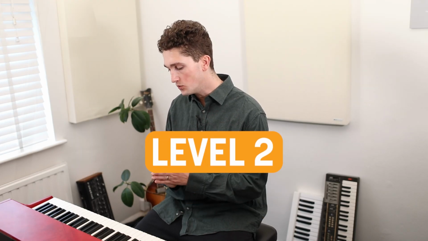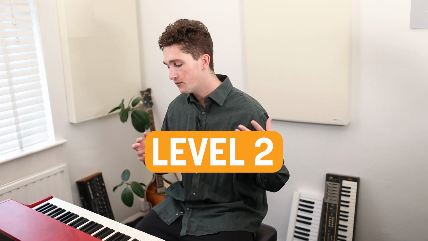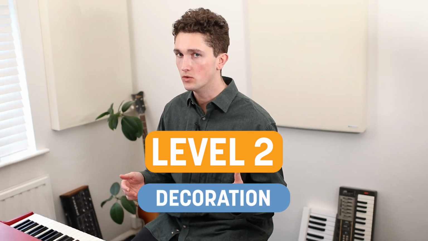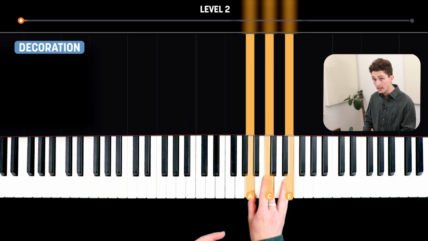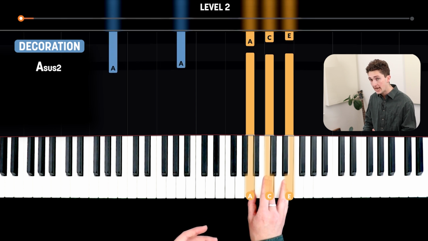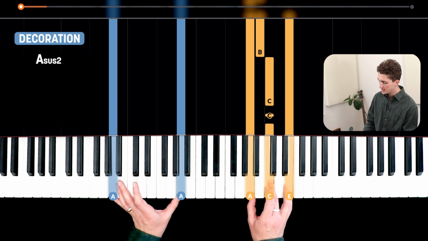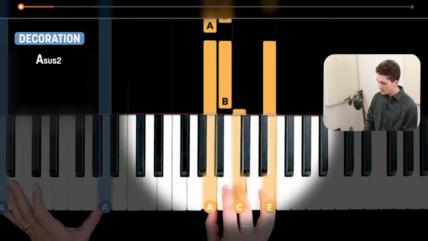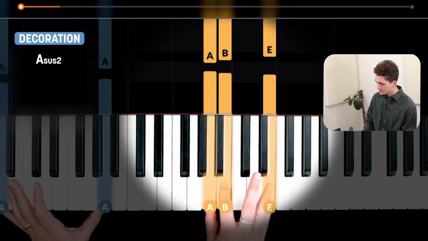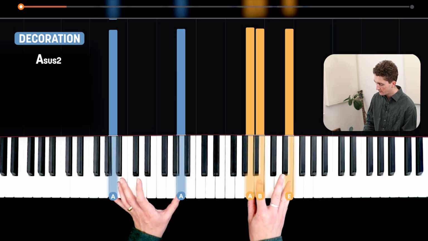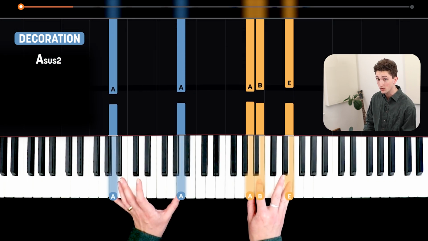So level 2 is adding what I would call some form of decoration to these chords. So the essential chords will stay the same, but we will be either adding a note to them or changing a note in them to add extra depth. With the A minor, I'm actually going to swap it for an A sus2, which is almost the same chord, but the C has been swapped for a B. So our first chord now is A sus2 instead of A minor.